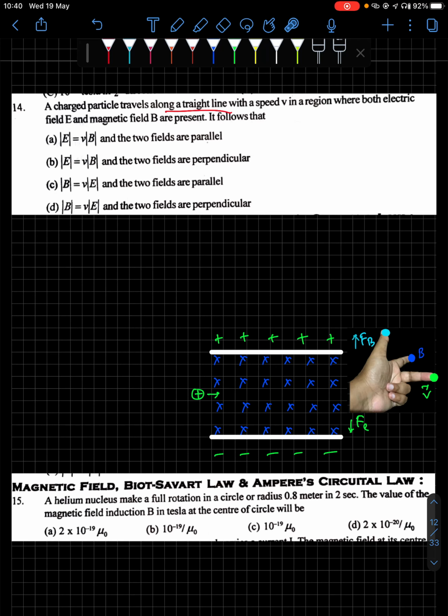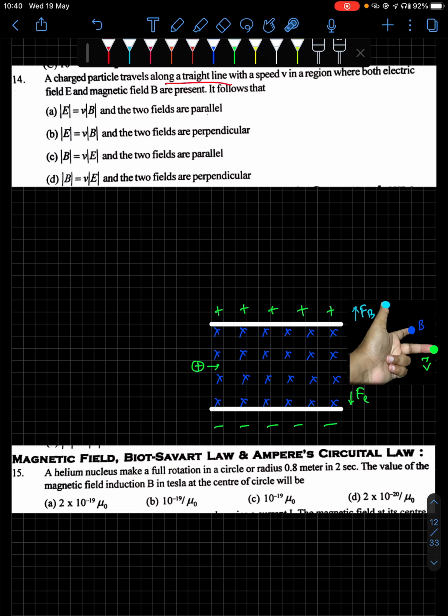Now let's see the situation here. You are projecting a positive charged particle, and this is the positive plate and negative plate. So electric force will act downward, because the positive charge will tend to go along this direction due to the electric field. Now the magnetic field is entering the page, so the forefinger is pointing inwards, and the velocity vector is towards the left, shown by the middle finger. Then the thumb shows the upward direction, so the magnetic force is acting upward.